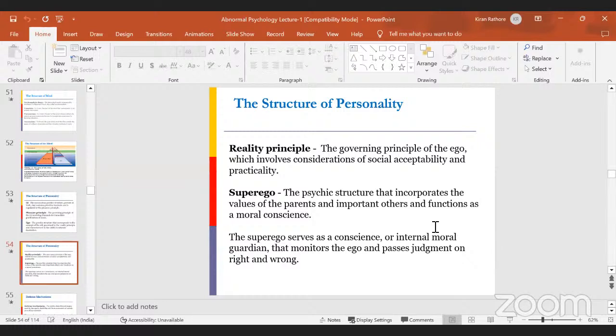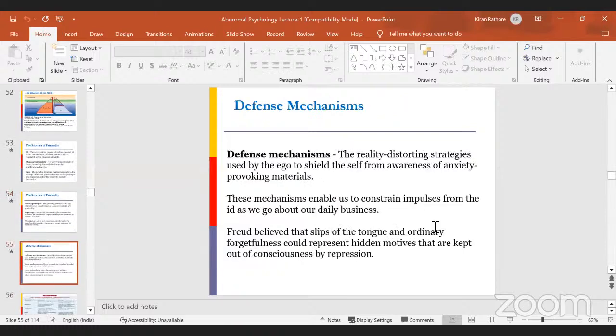And superego is that part of our personality that consists of values, morals, ethics, which we have learned from our parents, from the culture and society we belong to. So this serves as our moral conscience, our internal moral guardian, and it monitors the ego and passes judgment on what is right and wrong. So again, Freud has also talked about defense mechanisms.